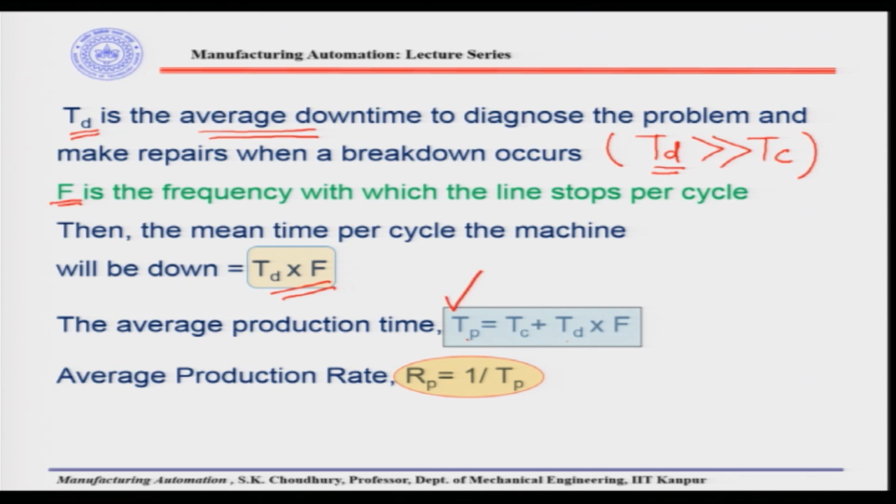To find out the actual average production time: the average production time therefore becomes Tp = Tc + Td into F, and since we know the average production time, 1 upon that time will be the production rate. So, the average production rate will be 1 upon Tp, and all these factors will be known. Therefore, very accurately we can find out what the actual average production rate in the line will be.